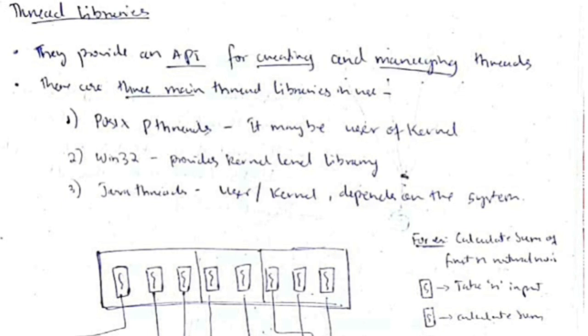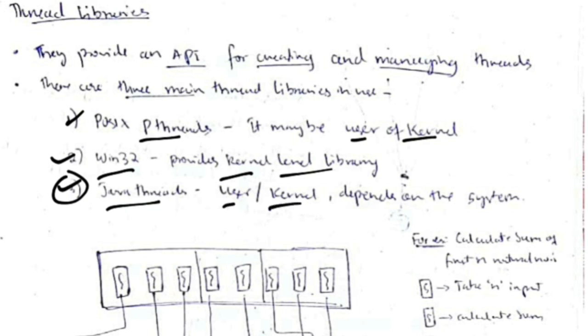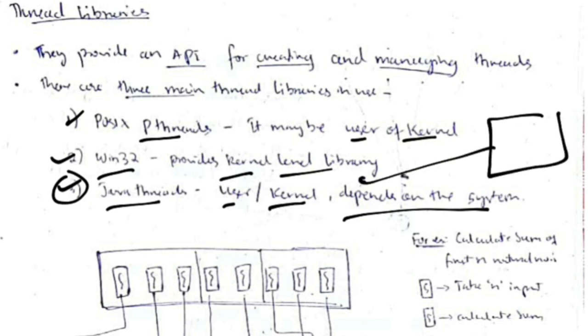First one is POSIX Pthread. Okay, in this library the threads will be of user type or kernel type. Okay, the second one is Win32. This is purely a kernel level library, and the third one is Java threads. This is the most widely used library. In this, it might be kernel or user, depends on the system, how the system is configured. If it's made for the use of kernel, it will have a kernel library, or if it's for the user, it will have a user library.